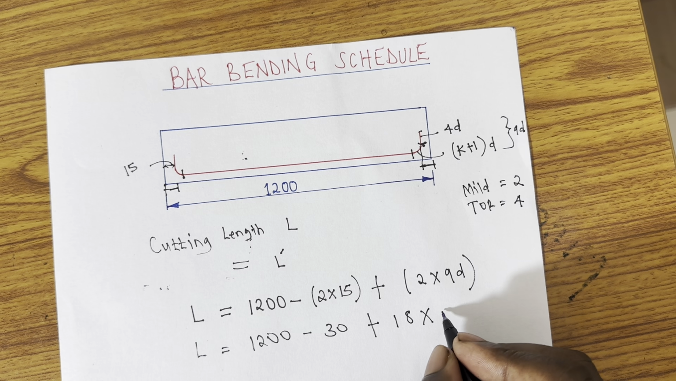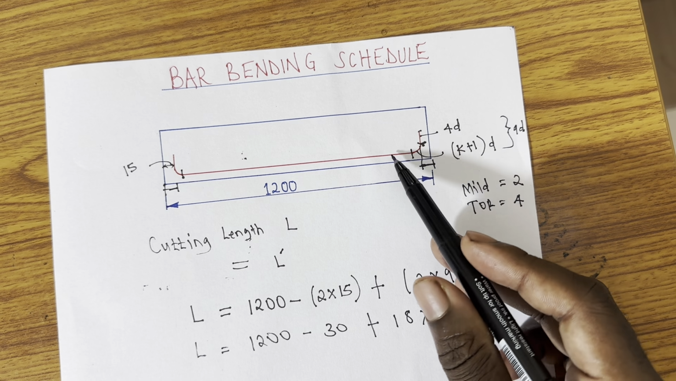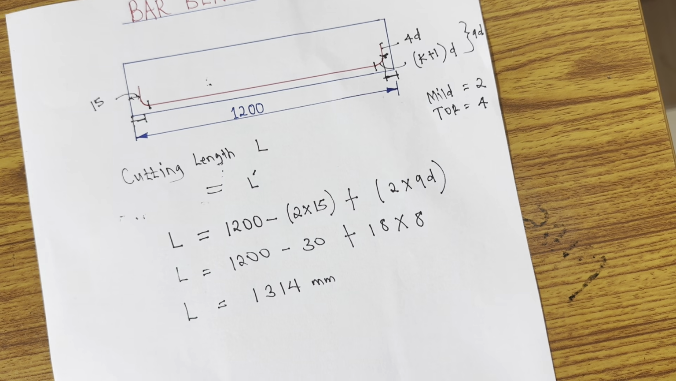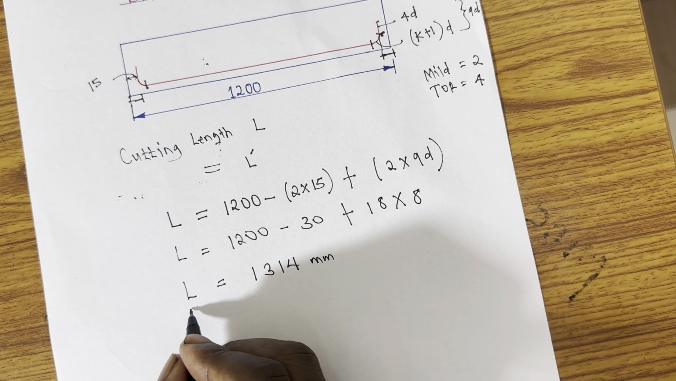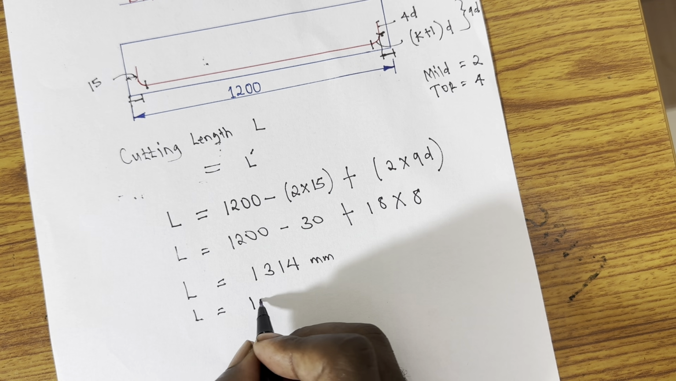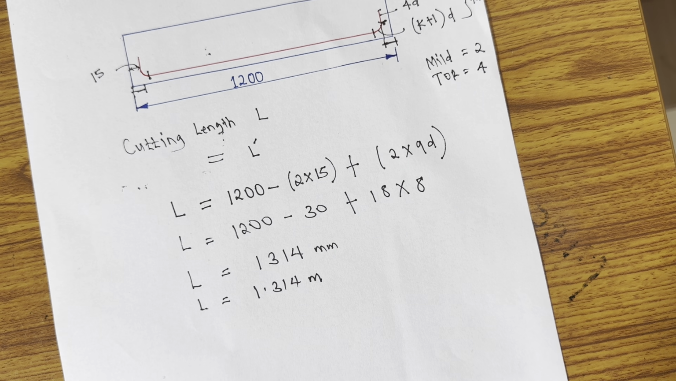And the diameter of the main bar in this case, we're using what? 8 mm. The diameter of this main bar we're using is 8 mm. So if you do this correctly, what you're supposed to obtain is 1314 in terms of millimeter. You can also divide by 1000 to get it in terms of what? Meter. Okay. So this is only one bar.